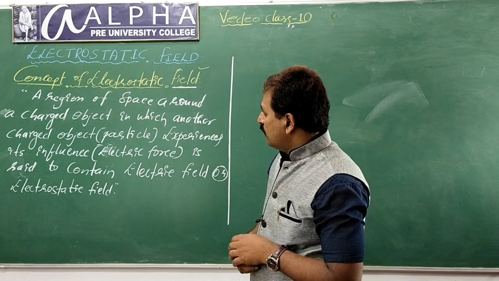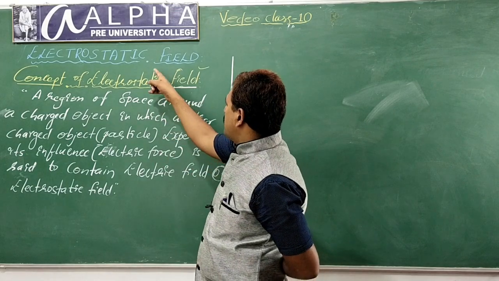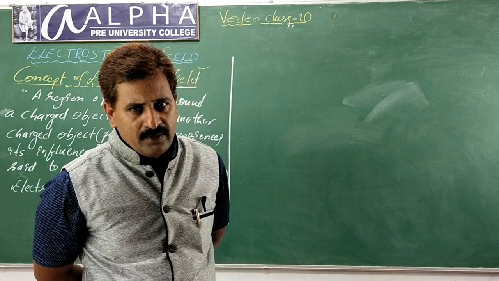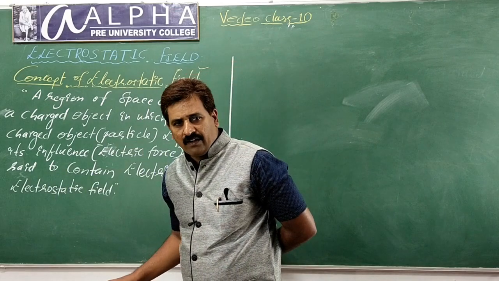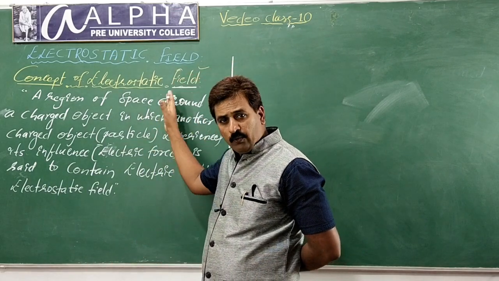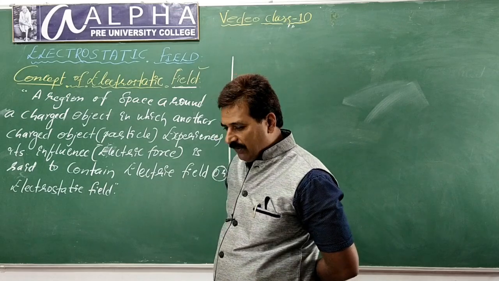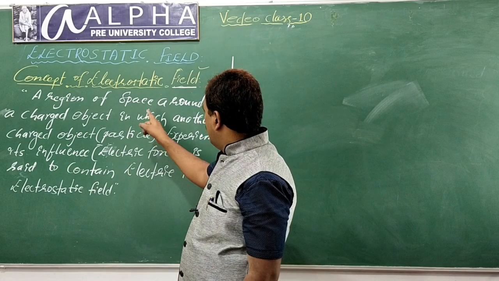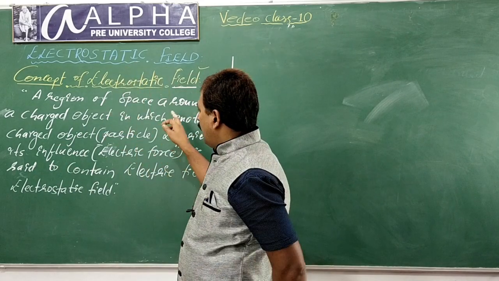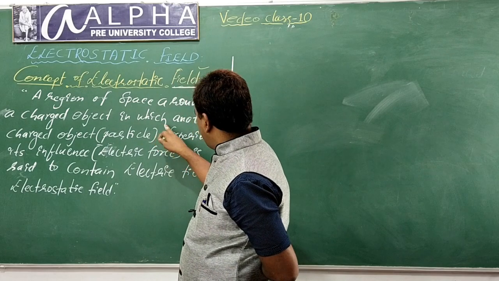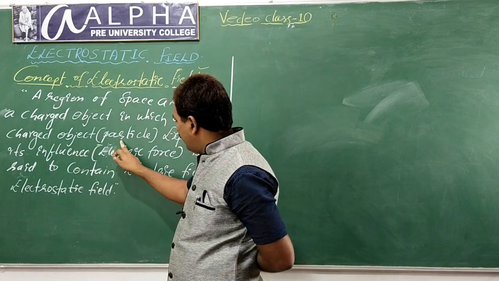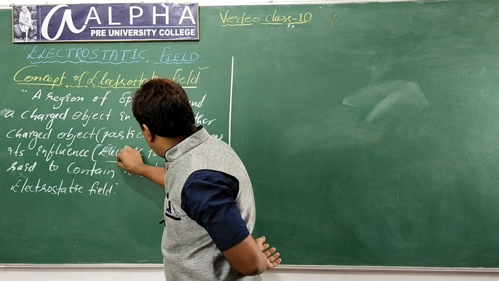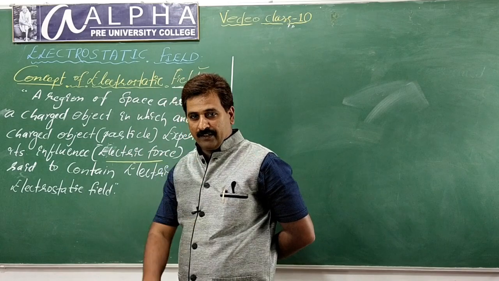We'll move on with the new topic today, that is electrostatic field. Let's see the concept of electrostatic field. First of all, let's see what your textbook explains about the word field. See, this is what it says. What is field? It is the region of space, the space around a charged object in which another charged object, means particle, experiences its influence. What is that influence? Electric force. This is what you have been learning, right?